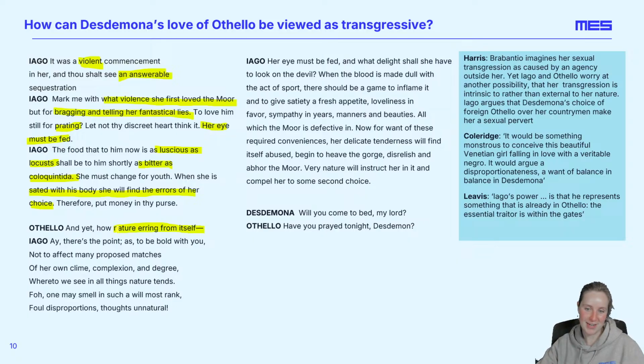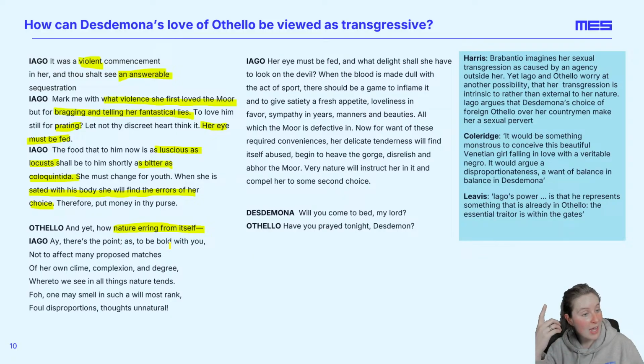So here we have nature again. Nature that was Brabantio's language at the beginning, saying nature erring from itself would run from her guardage to the sooty bosom of such a thing as thou. Essentially saying there's no way that she would have ever run towards you. It's not in her nature to do so. It's not in the nature of anyone of her position.